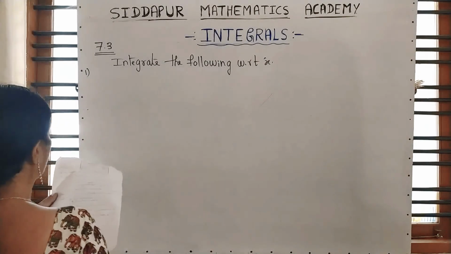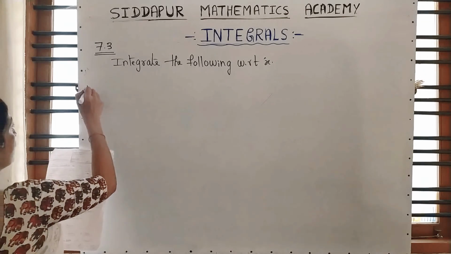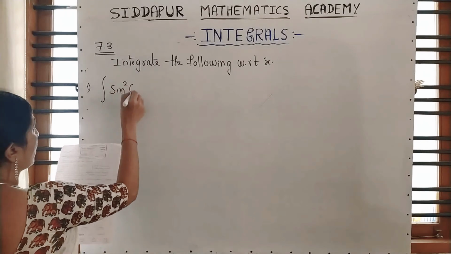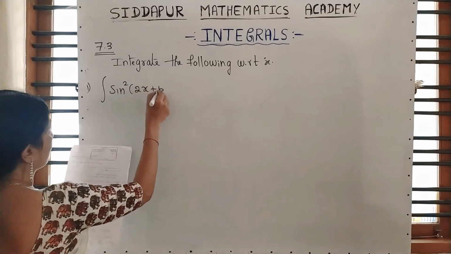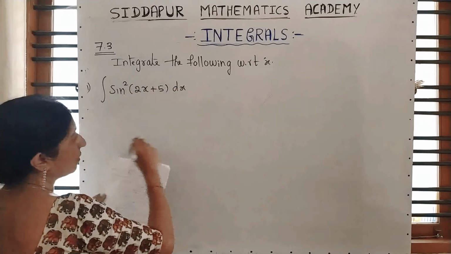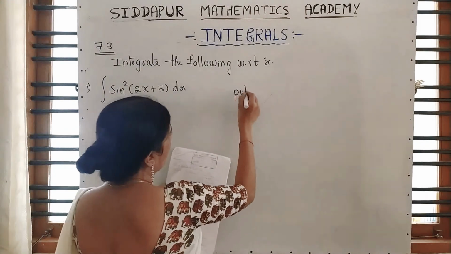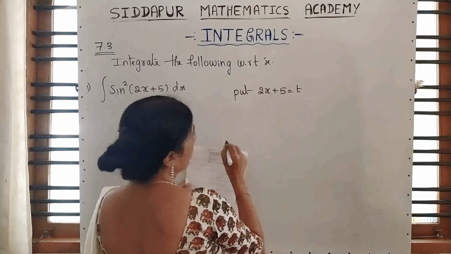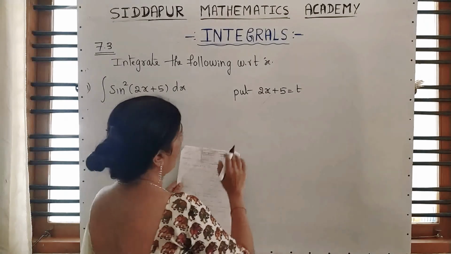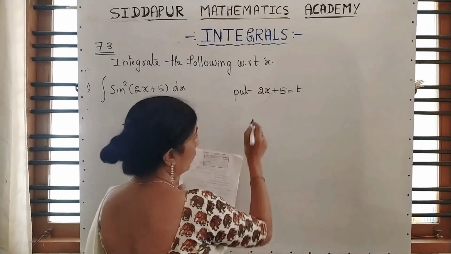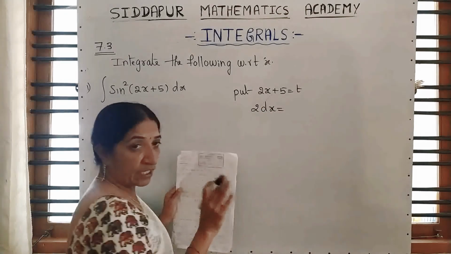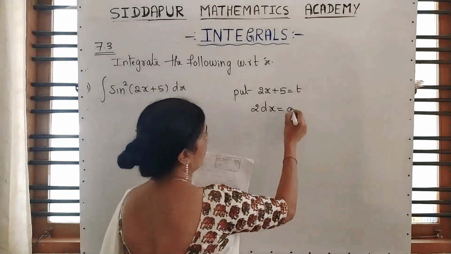First problem. Integration of sin square (2x plus 5) dx. Here the angle is other than x, so first I am writing that angle as t. 2x plus 5 equals t. If you are thorough, directly you can write the formula. Differentiating, 2 dx equals dt. Whenever you are doing a substitution in integration, go for differentiation.